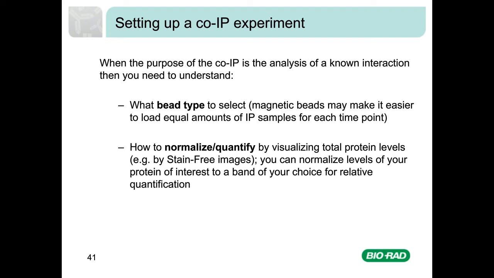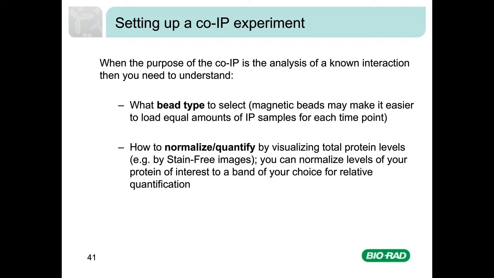It is also important to visualize total protein levels of your co-IP sample. For this purpose, you could use the stain-free technology we discussed earlier. The fact that you can normalize levels of your protein of interest to a band of your choice in a stain-free image for relative quantification may also be beneficial for this type of experiment. This ensures that any observed intensity differences of your band of interest are as a result of the treatment or condition rather than the effects of unequal gel loading.